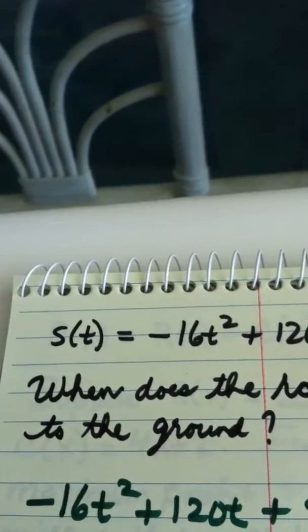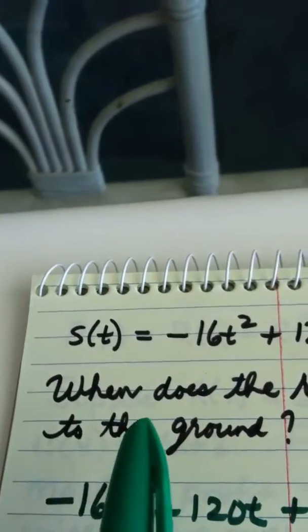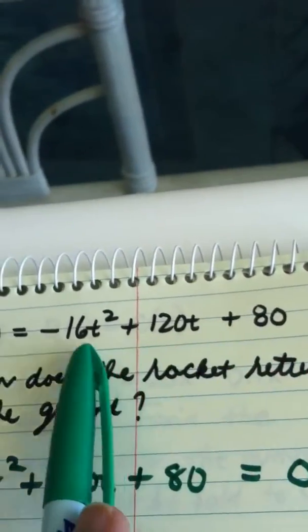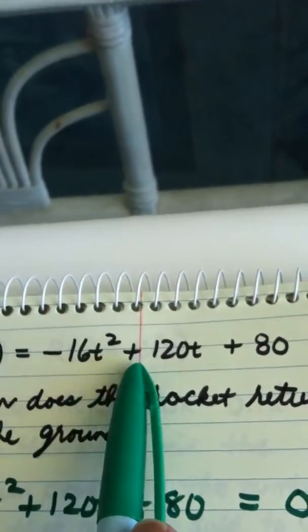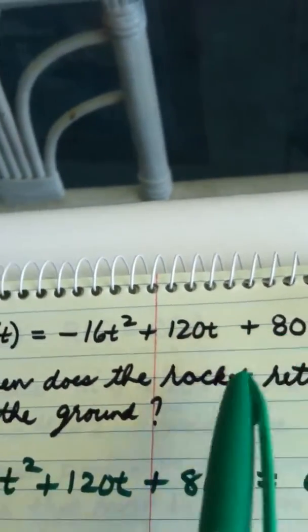Alright, ladies and gentlemen, what's happening here? We're continuing from the last problem. The position function is the same as in the previous problem, negative 16t squared plus 120t plus 80.